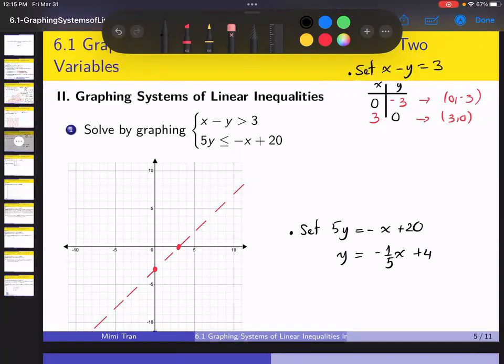The reason I'm doing this is because I want to show you how to graph this line using rise over run. The slope is -1/5, rise over run. What is my y-intercept? 4. Very good, right? So from 4, you're right here, that's 4. I'm going to rise down 1, because it's negative. Down 1 and over to the right 5. There you go.